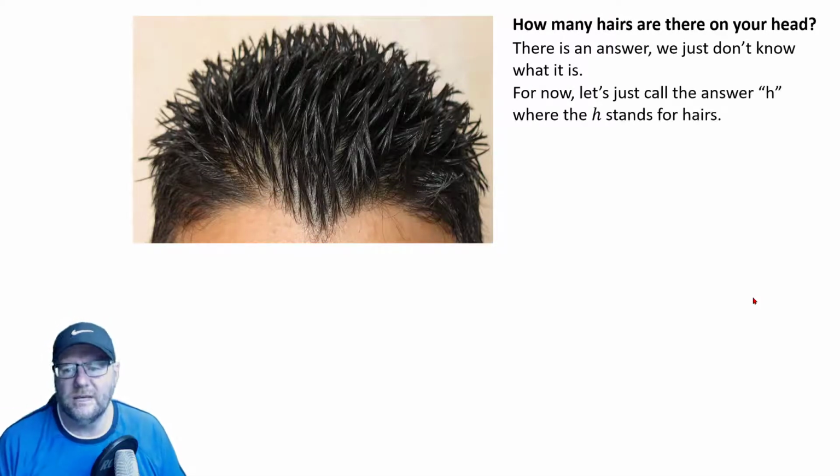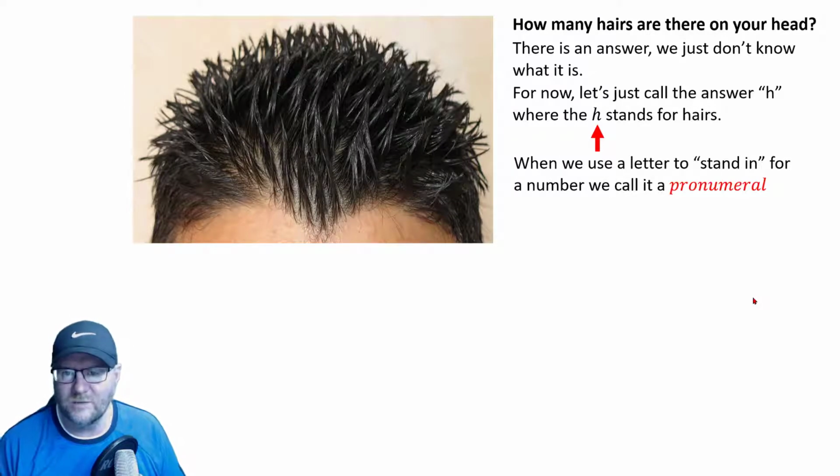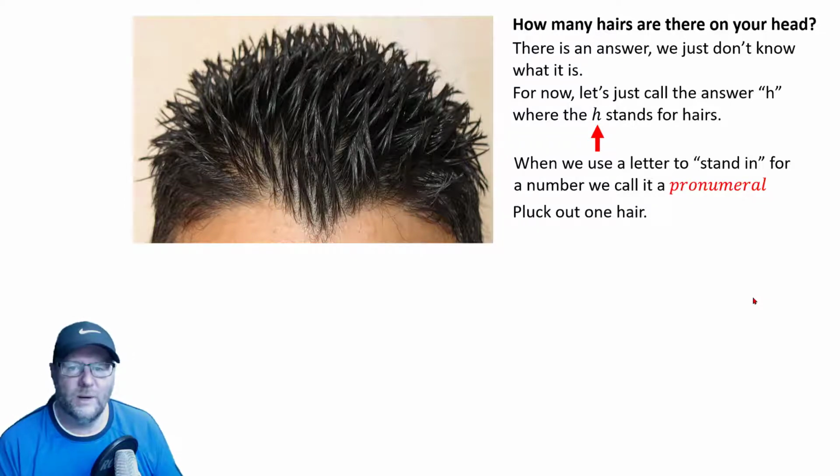Because I don't know what the answer is, I'm just going to use a letter to stand in for whatever it is. So we're going to use the letter H to stand in for hairs, H for hairs. So I don't know what it is, but I'm just going to call it H. Okay, and when we use a letter to stand in for a number, we call that letter a pronumeral.